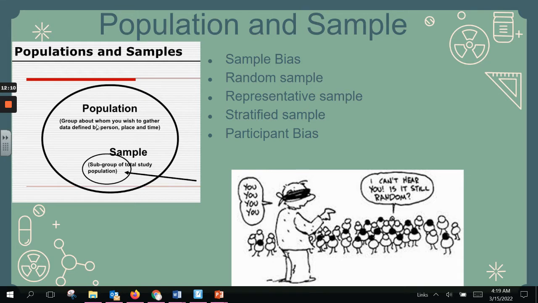But we do have something called participant bias, and this is when participants introduce bias into their experiment. People lie and deceive, and they do that for one or two reasons. One, it might be because they want to make themselves look better, or two, they may want to lie so they give results that they think the researcher wants to hear.